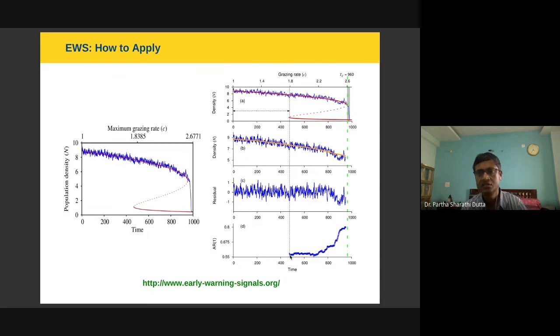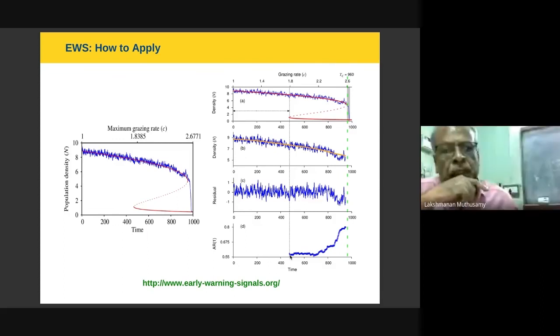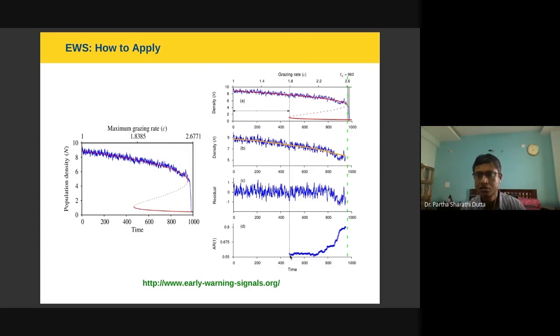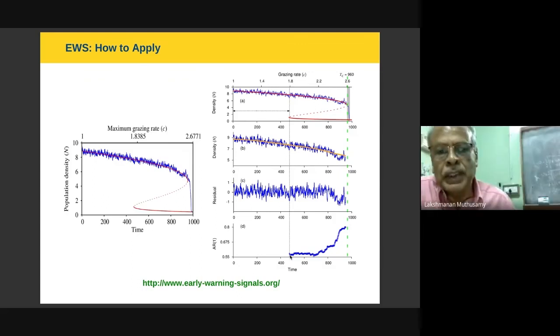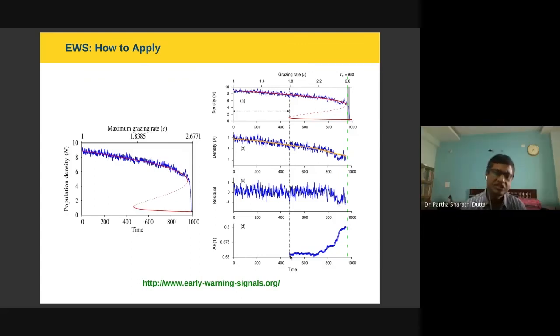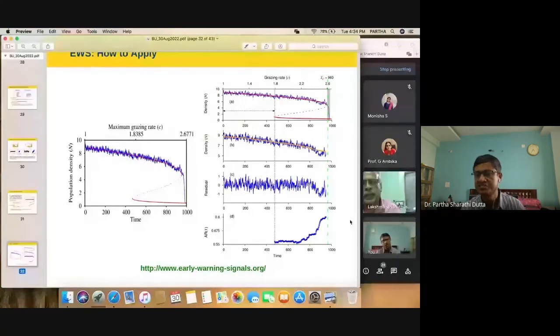So is that fine? Yeah, so you take the time series and do the same analysis for some values before this tipping point. Yes. How will the last curve look like? So still you will be able to see an increasing trend. Still you will be able to see an increasing trend, but obviously, this is a stochastic system.